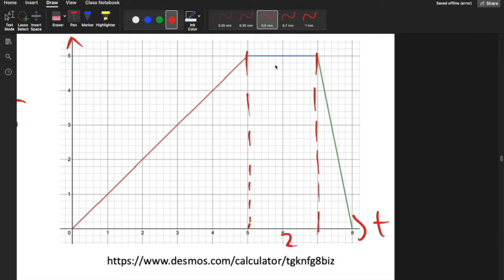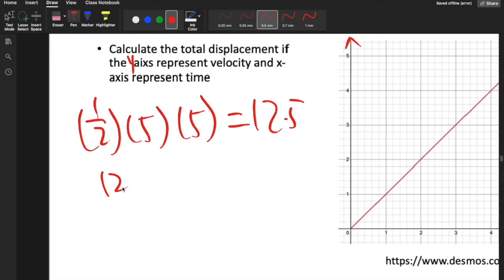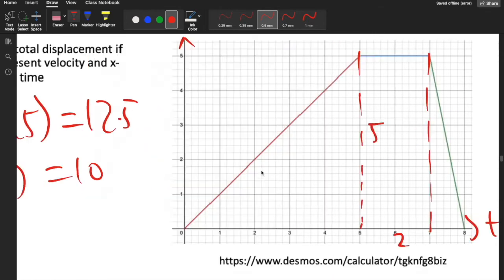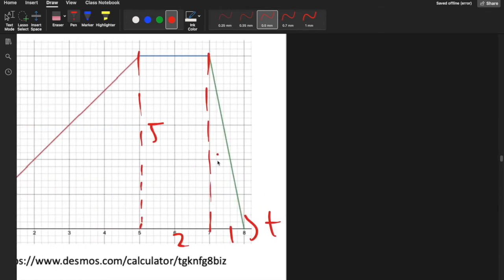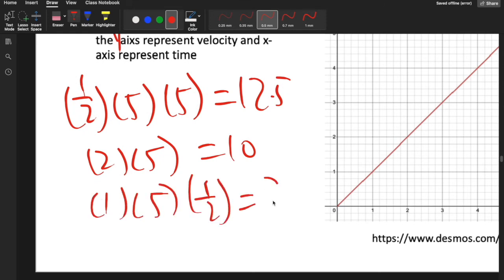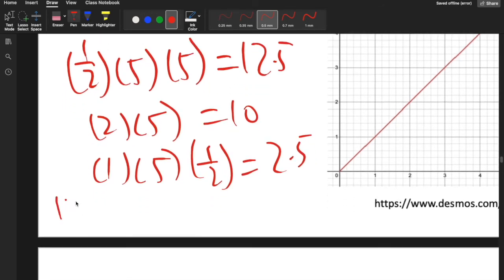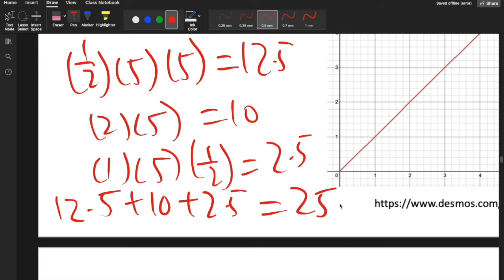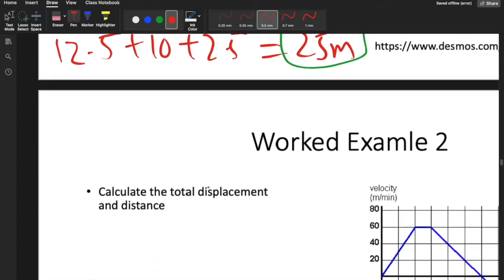So here is 2, here is 5. So 2 times 5 is equal to 10. And here is 1, here is 5 also. So the triangle will be 1/2 times 5 times 1, which is equal to 2.5. So just add them together. You should get 25. So 25 will be your final answer. Cool. So let's move to the next example.